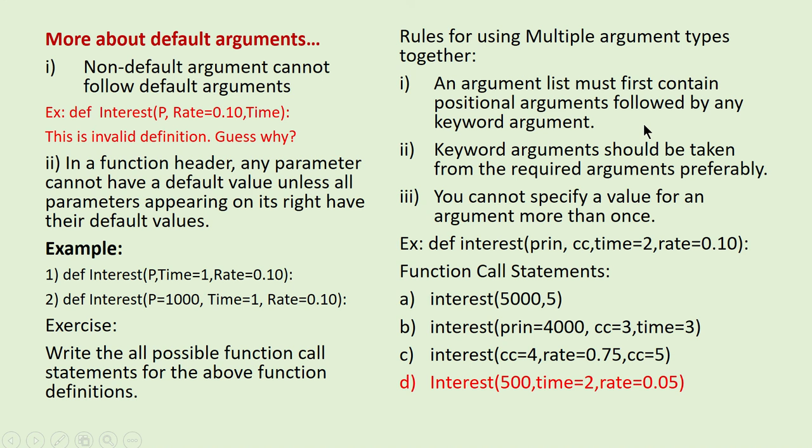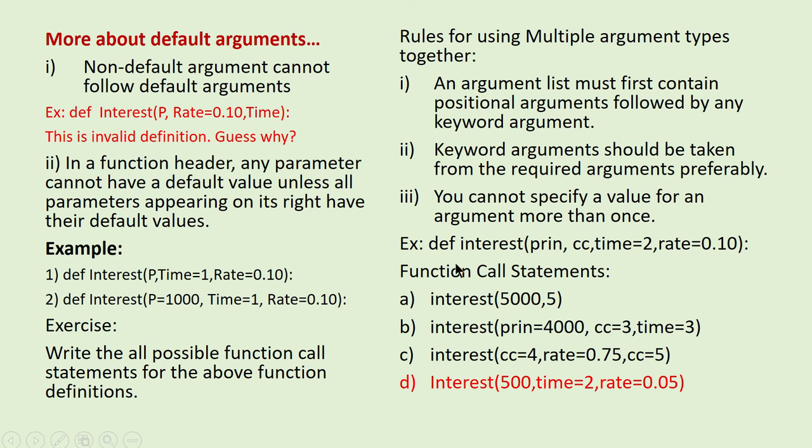This is to avoid any ambiguity. The second rule says that keyword arguments should be taken from the required arguments preferably. When you have keyword arguments, you are anyway going to specify the name, so they can be in any order. After the first argument I have a positional argument, and after that any number of keyword arguments you can have. Then, you cannot specify a value for an argument more than once.